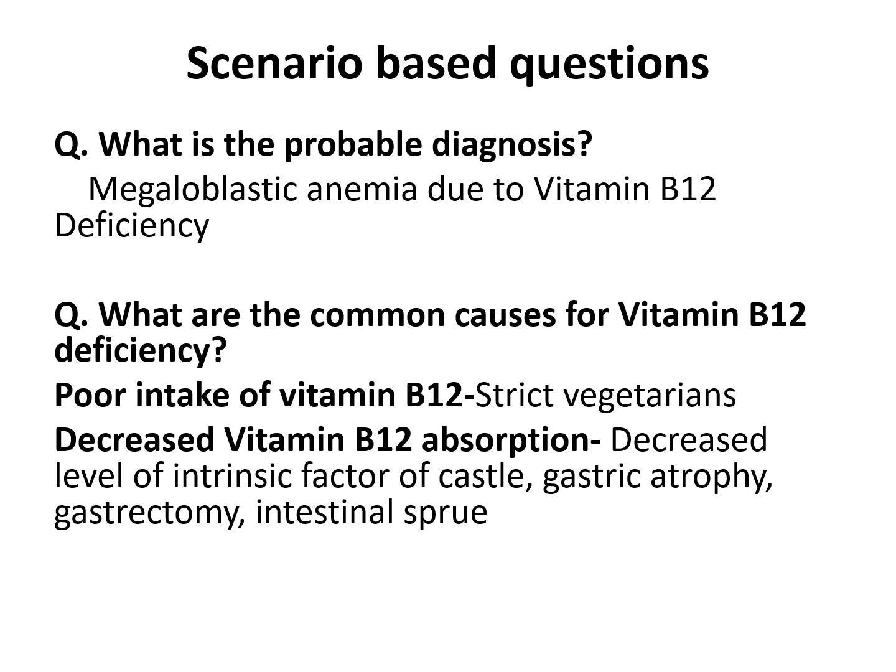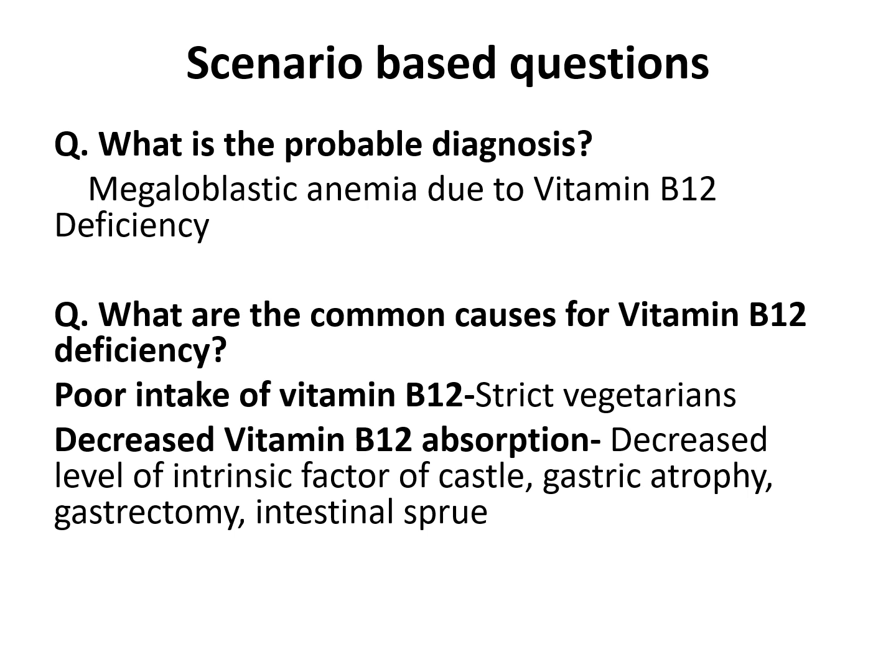Now what is the probable diagnosis? So the probable diagnosis here is megaloblastic anemia due to vitamin B12 deficiency. Now what are the common causes for B12 deficiency? B12 deficiency is often seen in strict vegetarians whose intake of vitamin B12 will be very poor. So the common sources of vitamin B12 are egg yolk and meat and milk products.